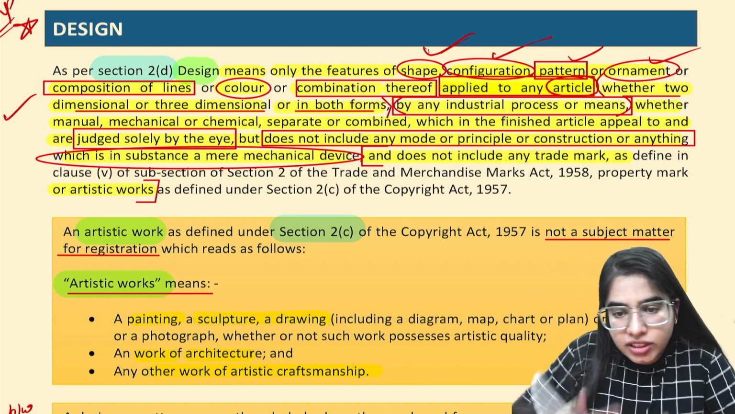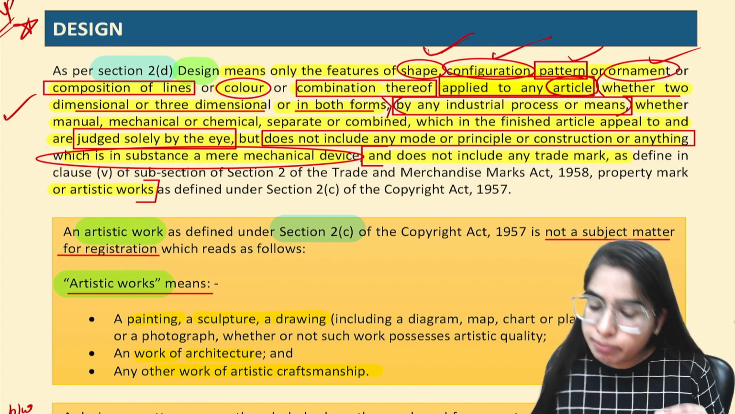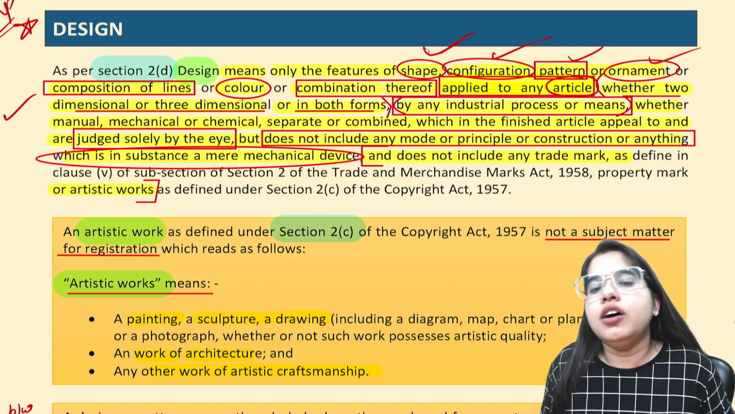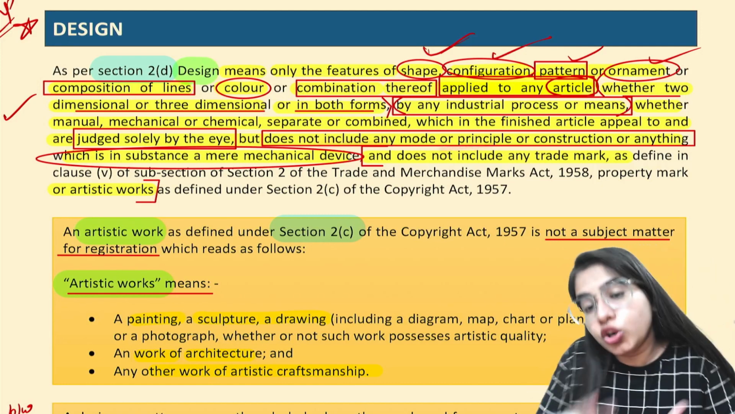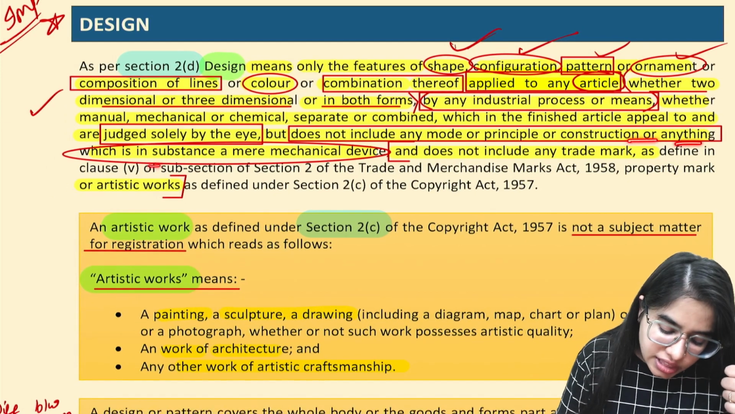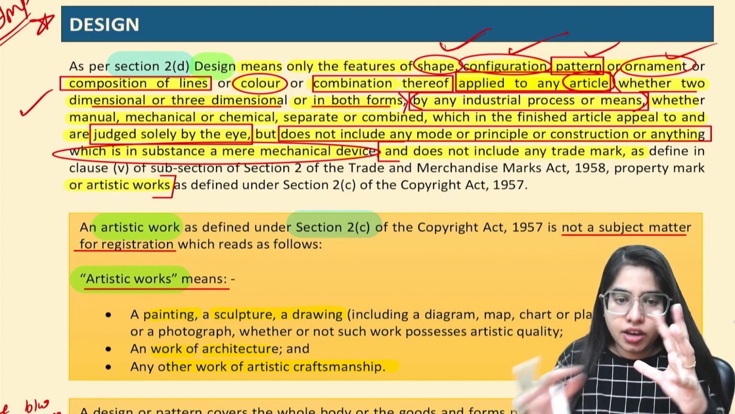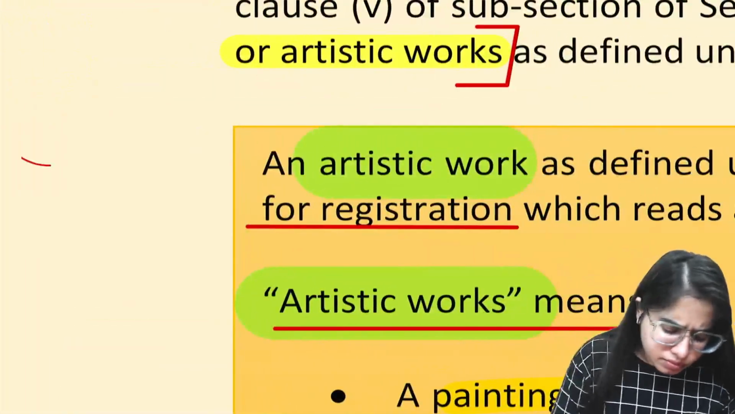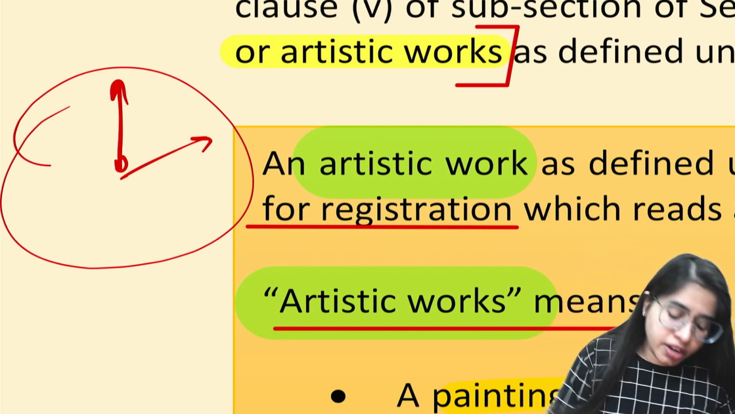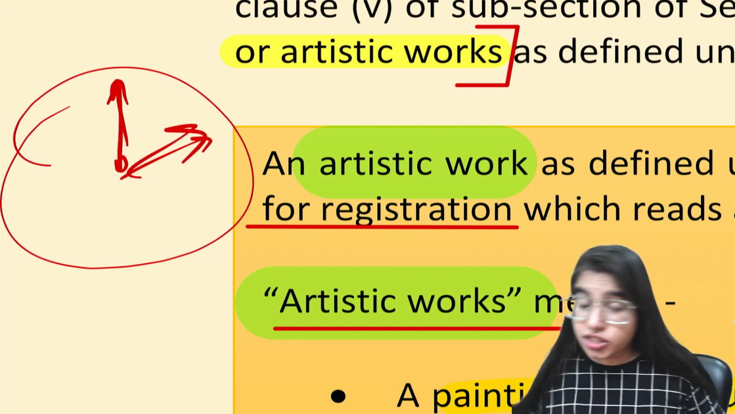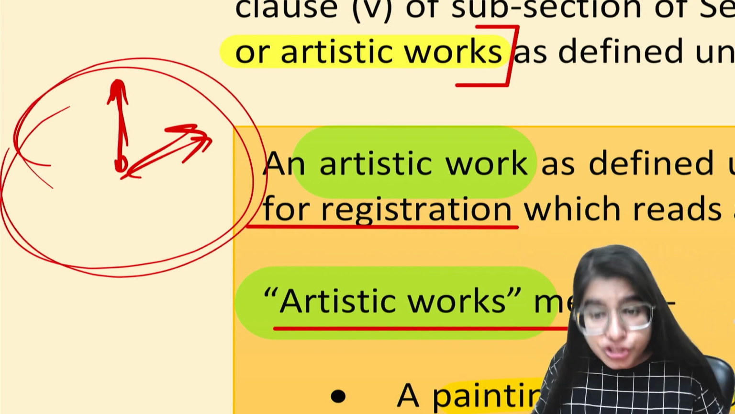I already told you, the method of constructing you cannot get design protection for. Like the shape of a bottle you can register as a design, but the method or process of constructing that bottle cannot be registered as a design. So it does not include the mode or principle of construction, or anything which is a mere mechanical device, like mere functionality, like in a clock, of course 2 hands will be there, an hour hand and a minute hand. Now you made one hour hand, one minute hand. Can you register this design under the design law? No. Why? Because this is necessary for the functionality of the clock.